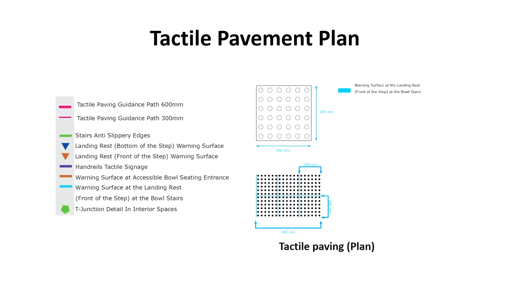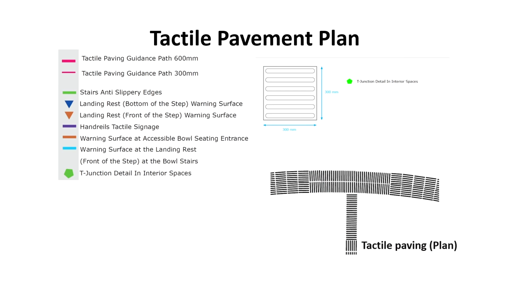Another one is again near the staircase, showing what the tactile paving should be. This is an example of what happens at the T junctions. So, if you see in the legend, this is for the T junctions. Here there was a change in the direction, which is why you see a change in the overall direction of the path. So, this is the overall way by which we make our pavement plans.